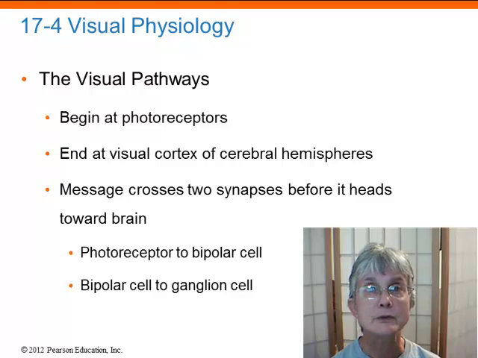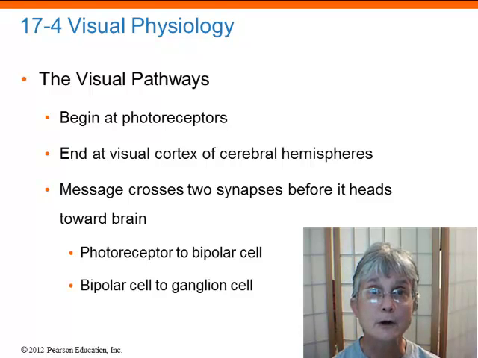Now, let's look at the visual pathway. It starts, of course, at the retina. As light strikes the rods and cones, it ends in the brain. And the most sophisticated terminus in the brain, of course, would be the cerebral cortex. The visual cortex in the brain is in the occipital lobe of both the right and left cerebral hemispheres.